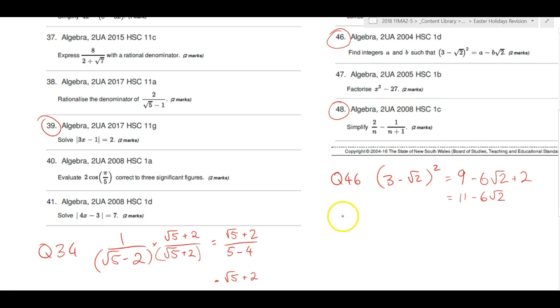And if that's the case, then A equals 11, and B equals, we'll be careful here, B equals 6, not negative 6, because it's minus B there, right? So what do I replace the B with? I replace it with 6. And that is the solution to question 46.